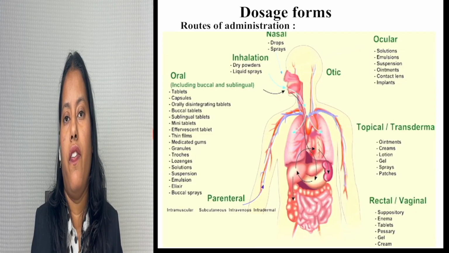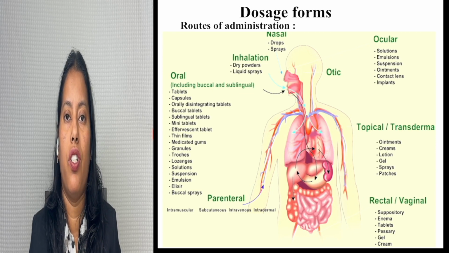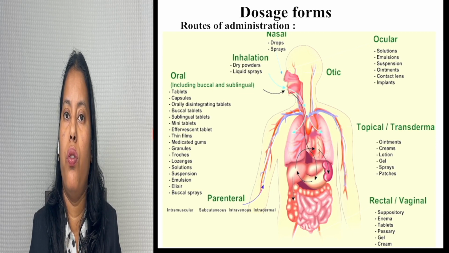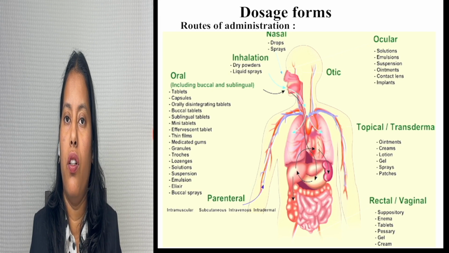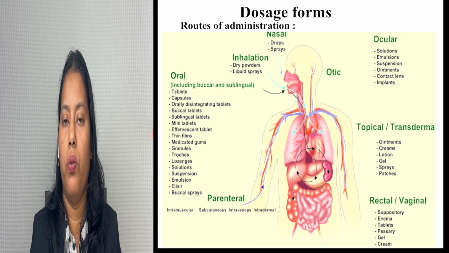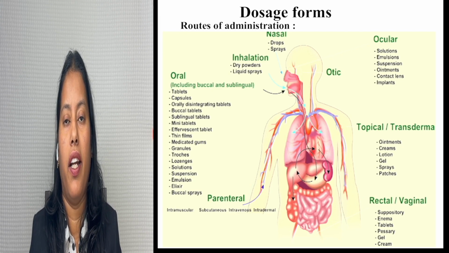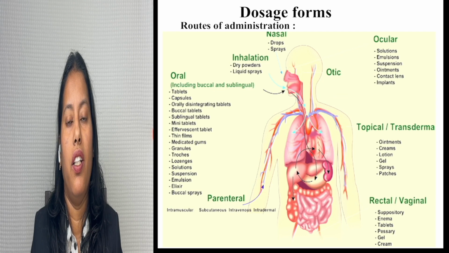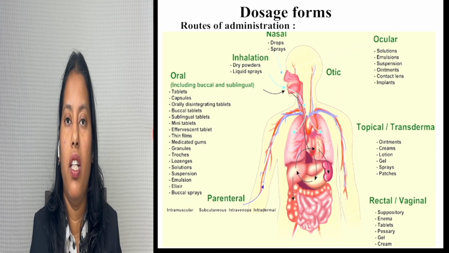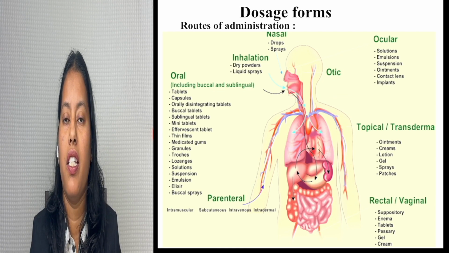Another classification is by route of administration. There are various routes through which you are administering the drug. You have ocular route, nasal route, oral route, topical route, parenteral route, sublingual route, buccal route, vaginal, rectal, various routes are available through which the drug is administered. Once it is administered, it enters into your body, and what is happening we will see in this slide.